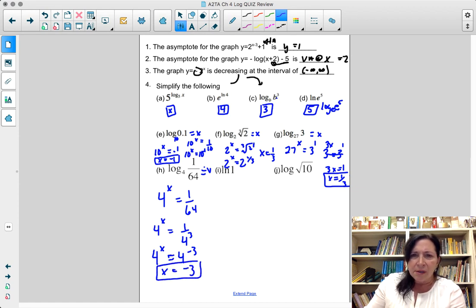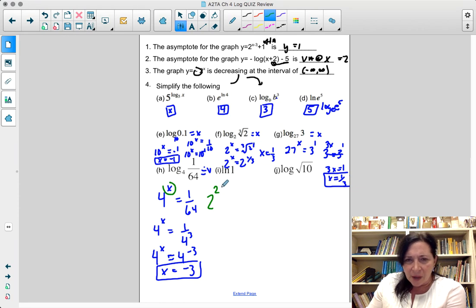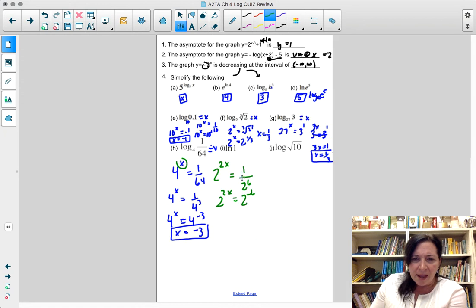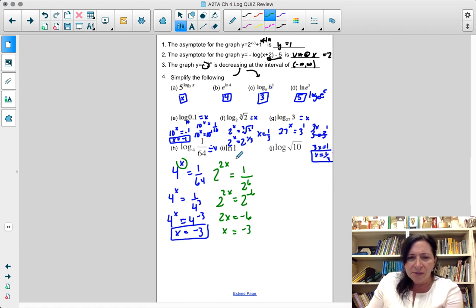Another option for this problem right here is right in the top here. I actually could have said that this is 2 to the second power, because 4 can be rewritten as 2 squared. But don't forget your x on top, so that still stays there. And 1 over 64 is actually 2 to the 6th power, bringing that up to get them with the same bases. So I have 2 to the 2x equals 2 to the negative 6th power, and therefore 2x equals negative 6, so x equals negative 3. Again, you just have options with that.